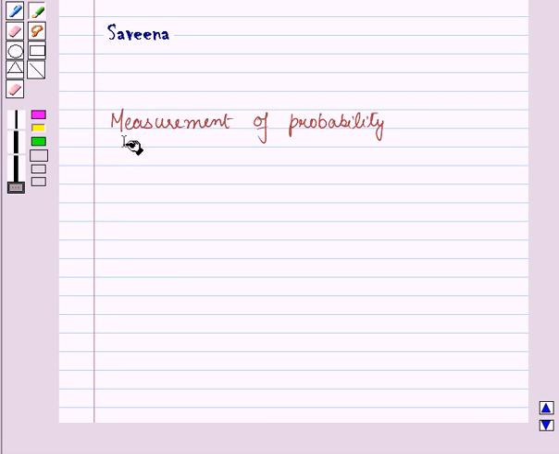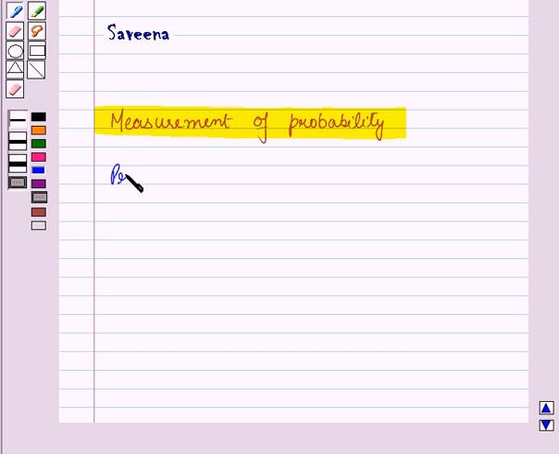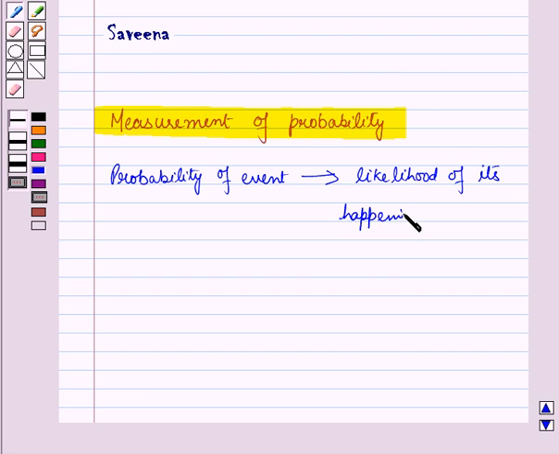In this session, first of all, let us discuss measurement of probability. Now, the probability of an event denotes the likelihood of its happening. Now, the measurement of probability means a measure of uncertainty.